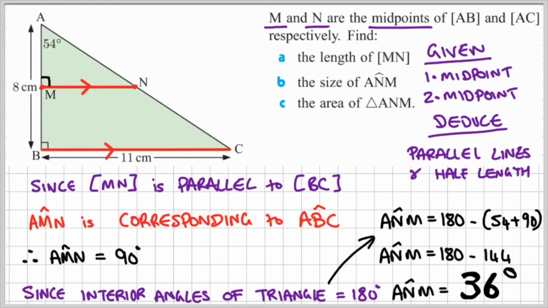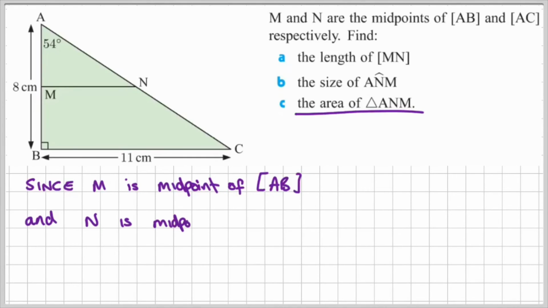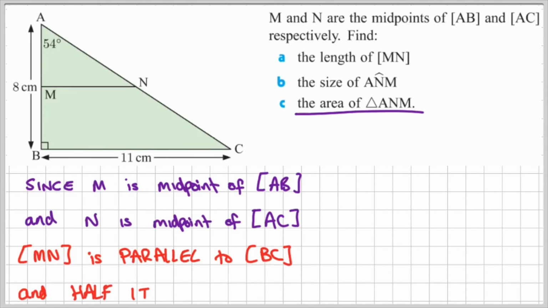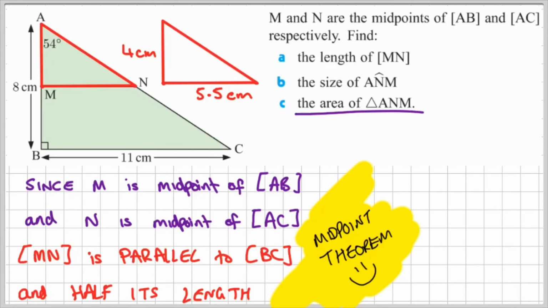And so finally, we're going to work out the area of the triangle ANM. So this triangle here, ANM, this small triangle. Since we know that M is the midpoint of AB and that N is the midpoint of AC, we know that MN is parallel to BC and half its length, i.e. we're using the midpoint theorem. So in terms of this triangle here, let's redraw it again. We have the following lengths.